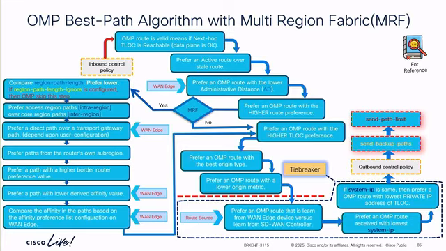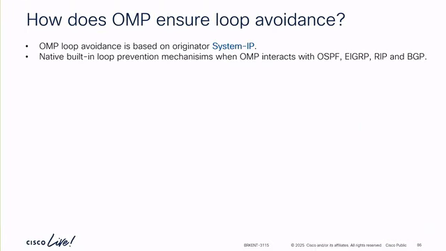And then we also have this. This is just for your reference. I created it for MRF because most of the customers are using MRF or are moving towards MRF, so that you can understand how the OMP best path selection algorithm works for MRF. Now we are going to talk about how loop avoidance is done in OMP.